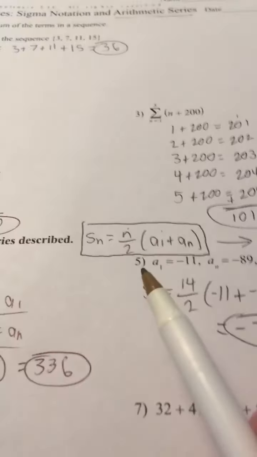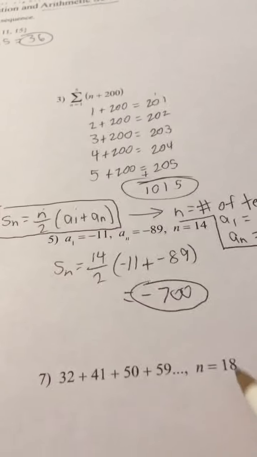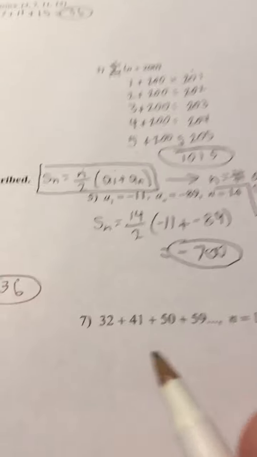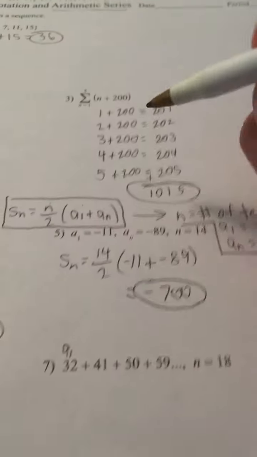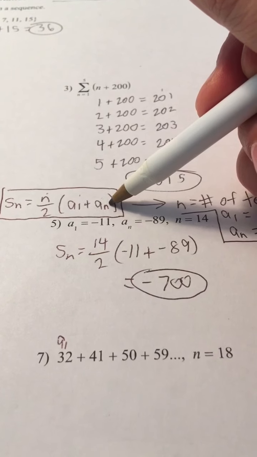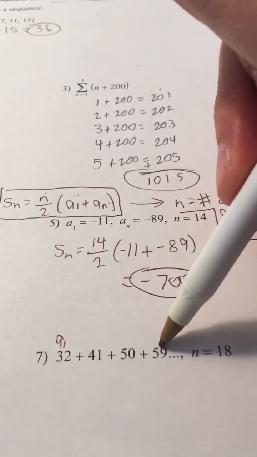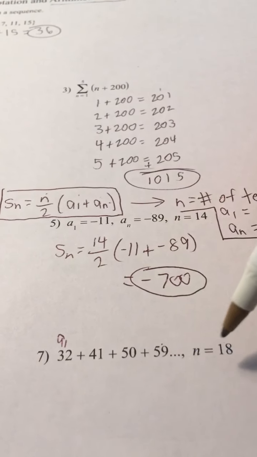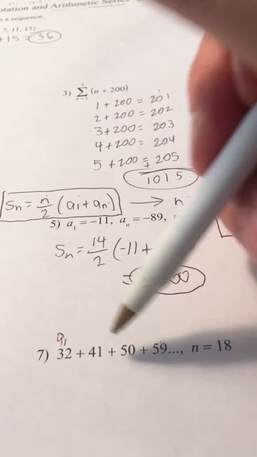All right, so I want to try to use my sum formula. It tells me n is 18. I can tell what a1 is. What's a1? It's 32. There's a1. All right, but can I tell what an is? It's not 59. That's not the last number. All right, it keeps going 18 numbers. So yes, it's adding 9 each time.